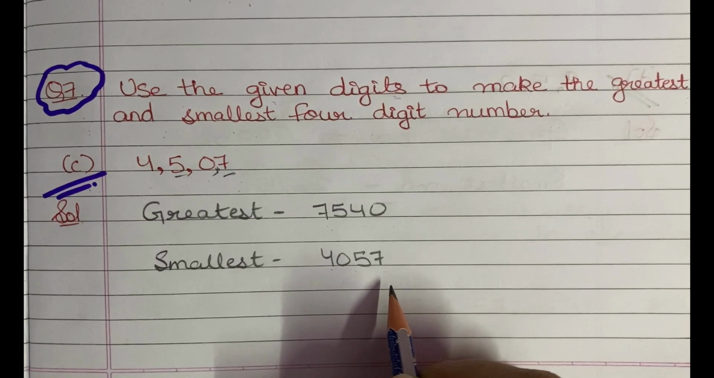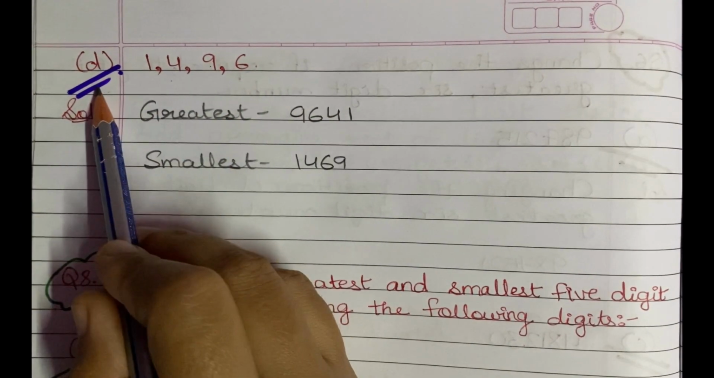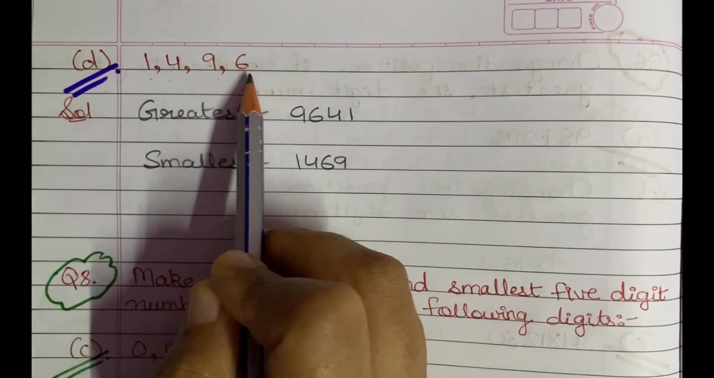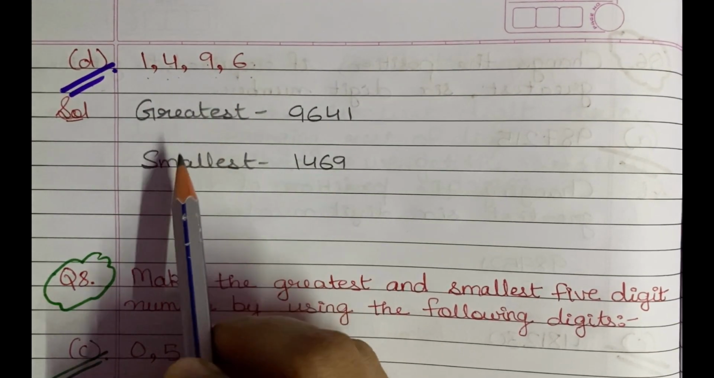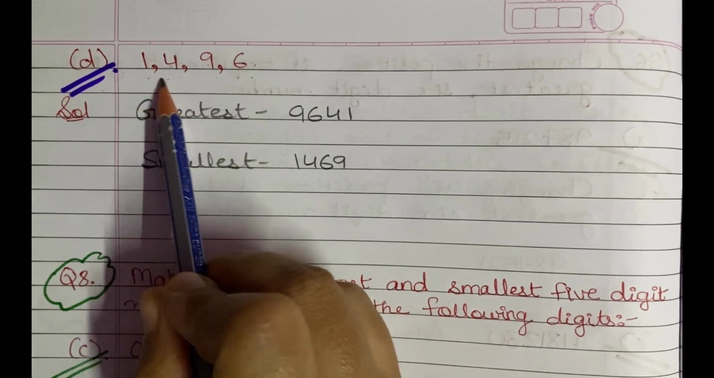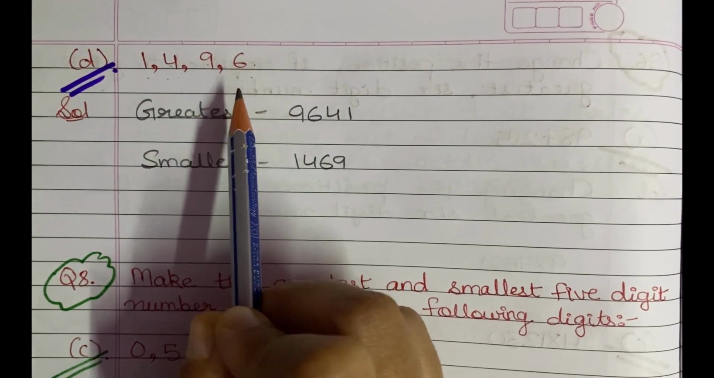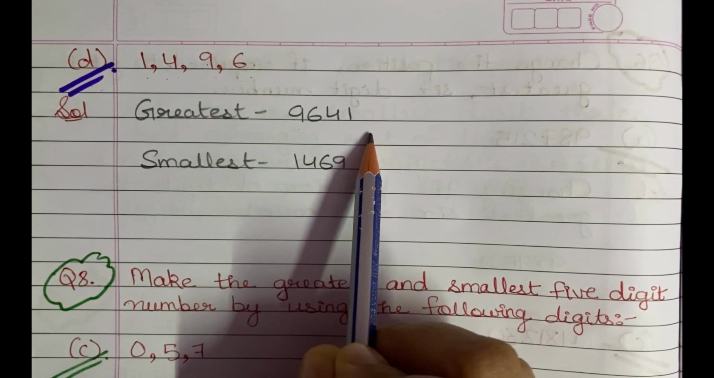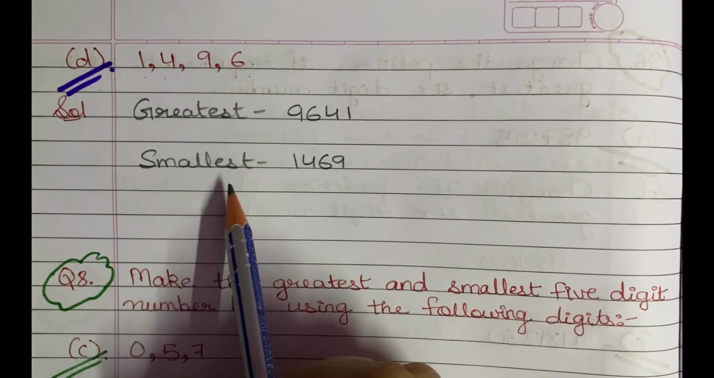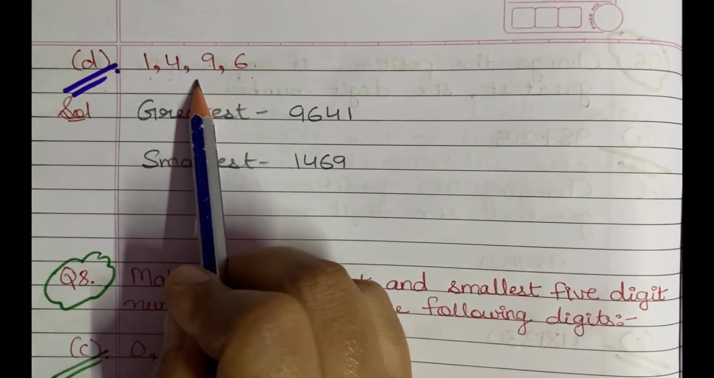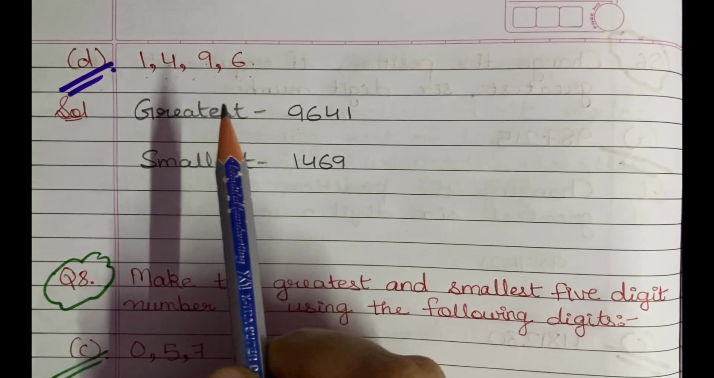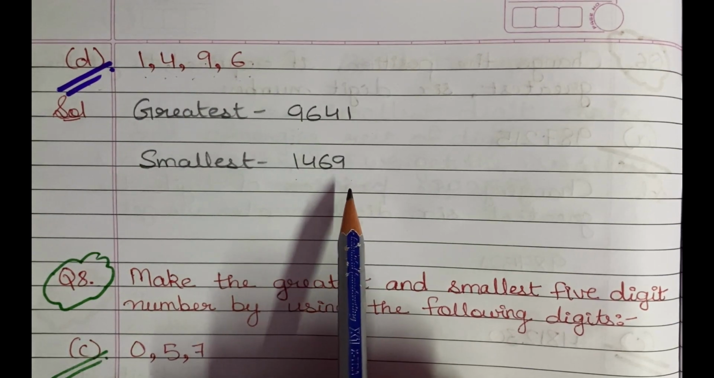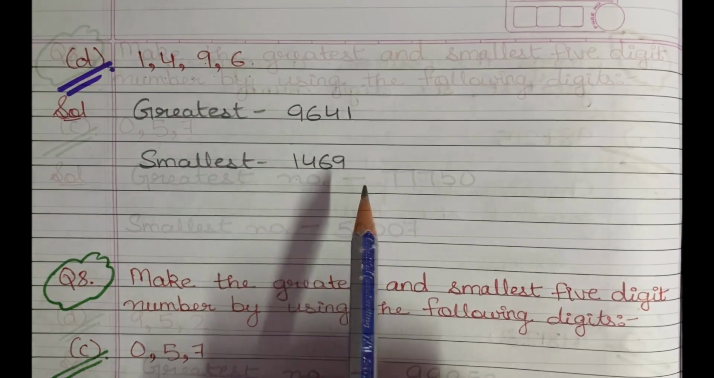Hopefully it is clear to you. Next is D part of the same question, and we are having the digits 1, 4, 9, 6. Now students, to write the greatest 4-digit number, we will arrange the given digits in descending order, and on doing so we will get 9641 as our answer. And for writing the smallest 4-digit number, we will arrange the given digits in ascending order, and on doing so we will get 1469 as our answer. Hopefully it is also clear to you.